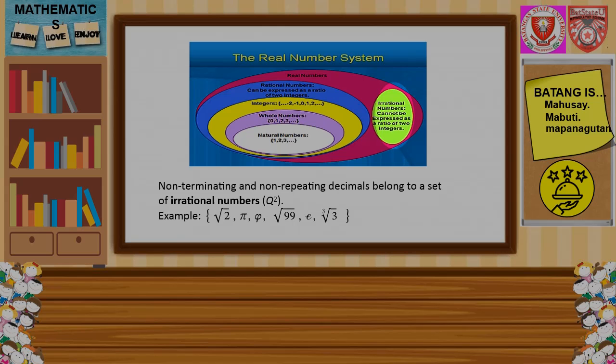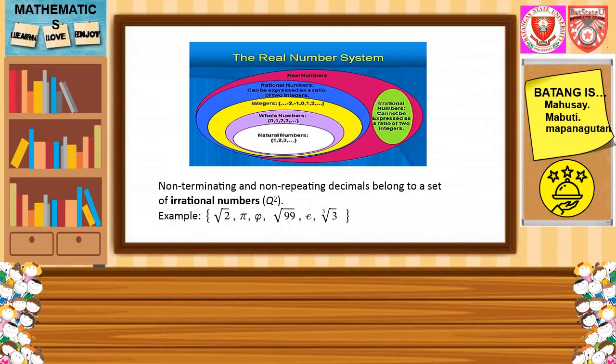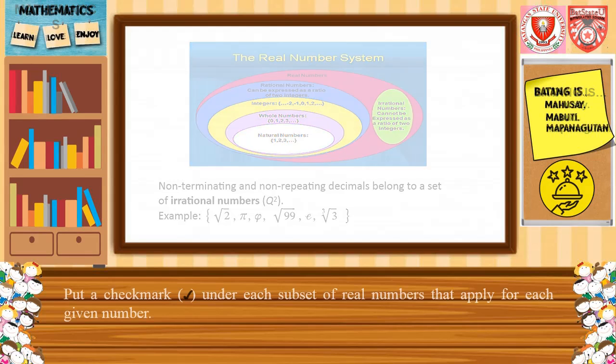Another type of real numbers is the non-terminating and non-repeating decimal. These belong to the set of irrational numbers. Examples: the square root of 2, pi, the square root of 99, the cube root of 3.